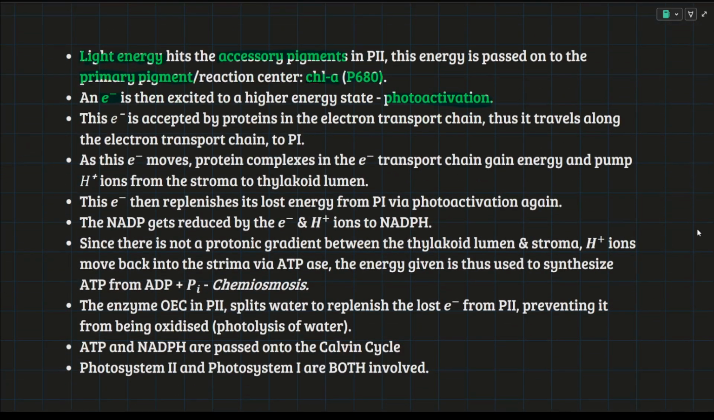So following through, you will see accepted by the proteins in the electron transport chain. It travels through the electron transport chain all the way to photosystem 1. As this moves, the electrons provide their energy to these proteins, and that energy is required to pump protons from the stroma to the thylakoid lumen.